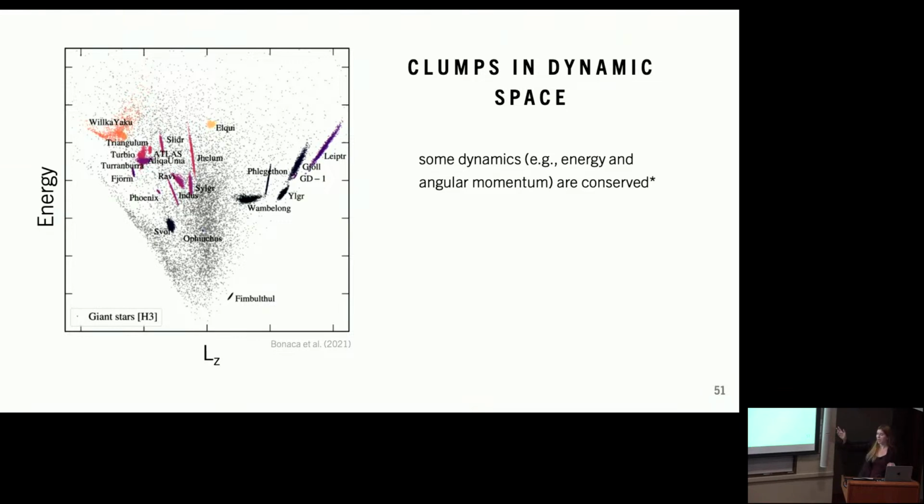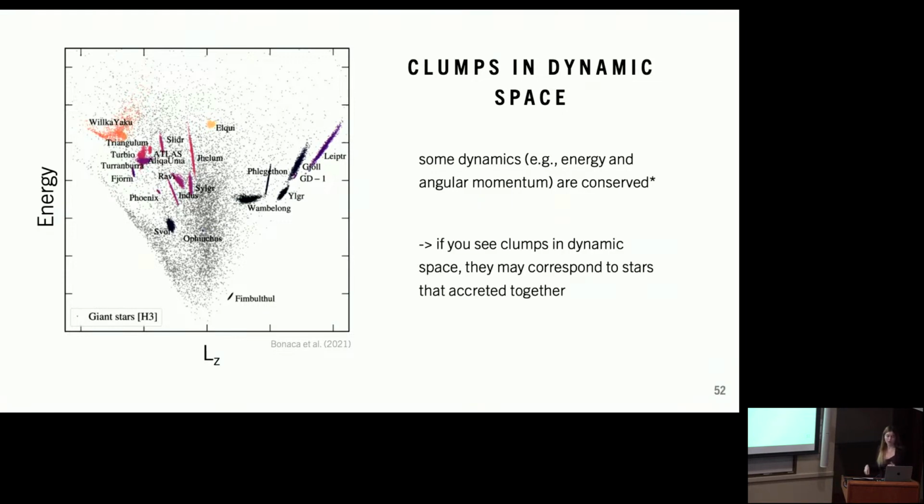So if you plot them in XYZ space, you can't really identify much. But if you plot them in energy versus Lz space, for example, like this plot here by Naidu, you can start to see some clumps that may correspond to stars that accreted together. Because even though they've been moved all over the place, their energy and angular momentum and other conserved actions are roughly conserved. And so this is something that works really well. These are stellar streams that are plotted here. And you can see very clearly that there are clumps. And this is one of the ways that people identify merger events.